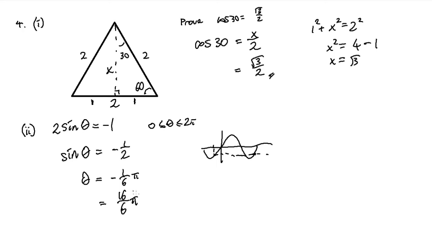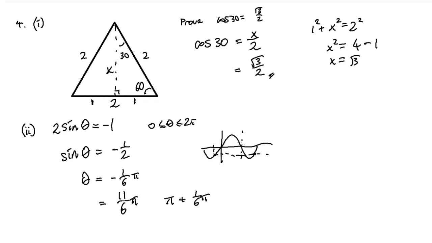And I said 11, but I wrote 16 for some reason because I'm just not doing well. It's 11 over 6 pi, and the other one will be pi plus a 6 pi, because this is symmetric along this section, and therefore since this bit is a 6 pi by magnitude, we know that this bit is 6 pi.